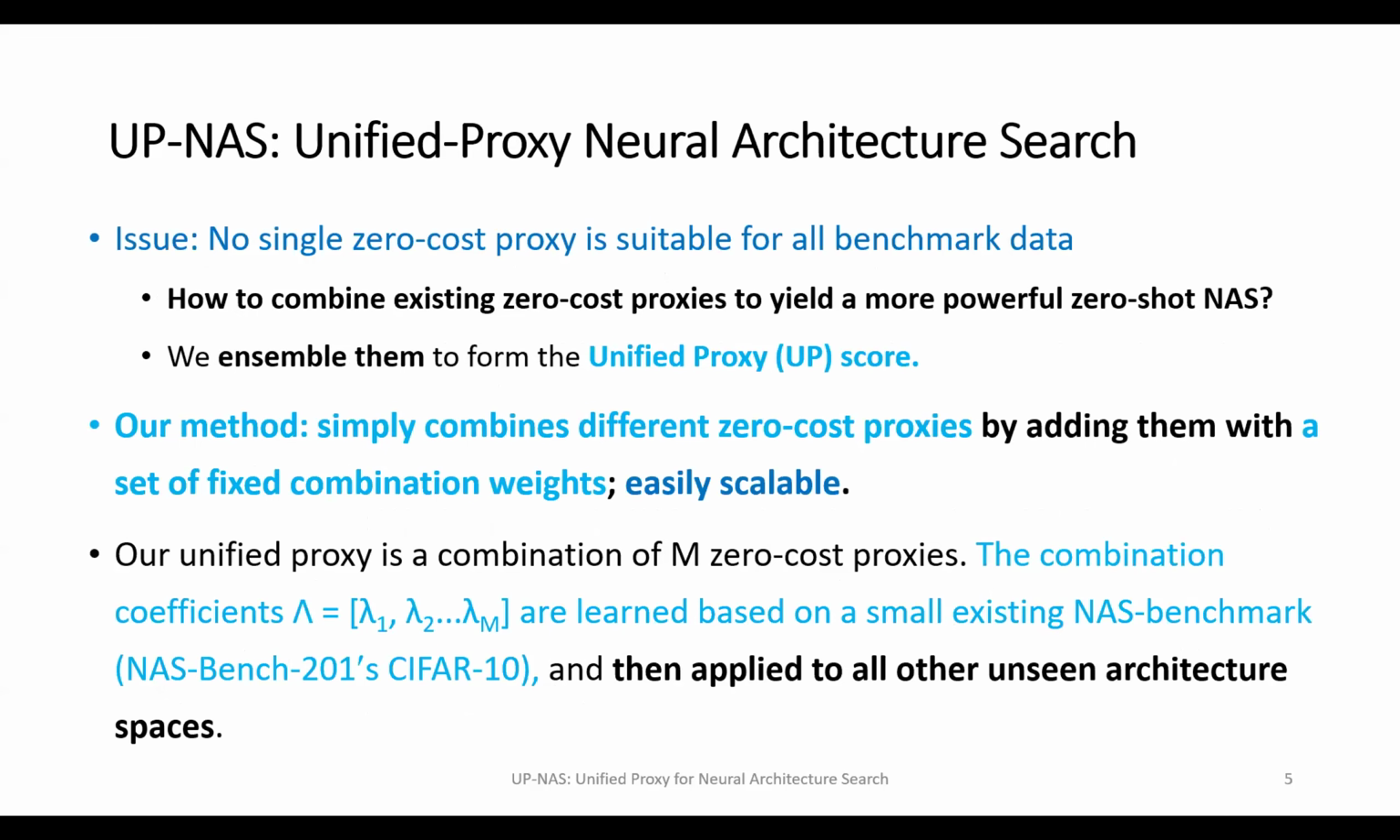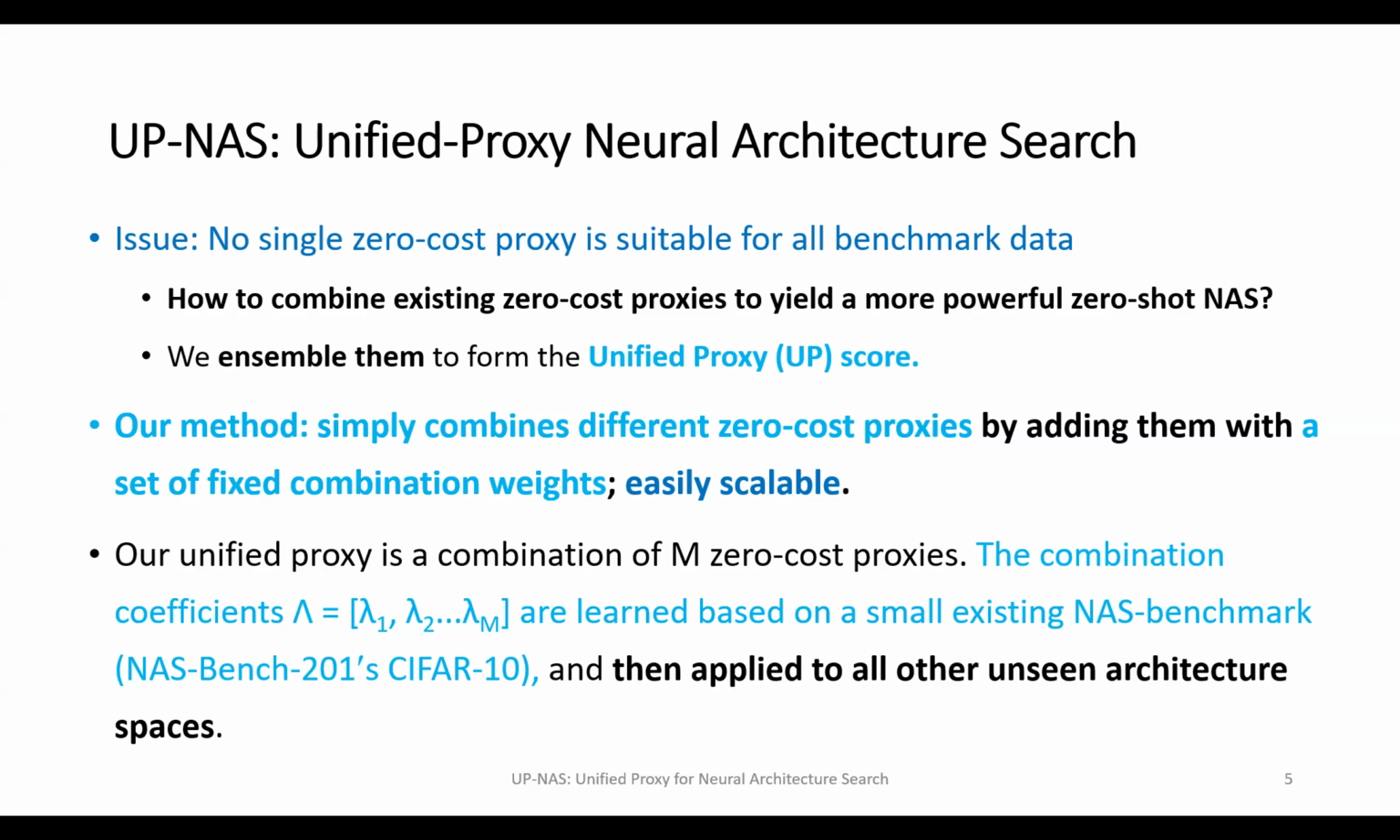Our work starts from the issue that no single zero-cost proxy is suitable for all benchmark data sets. So how can we combine existing zero-cost proxies to yield a more powerful zero-shot NAS? Our method simply combines different zero-cost proxies by adding them with a set of fixed combination weights. That is a linear combination, and the approach is easily scalable.